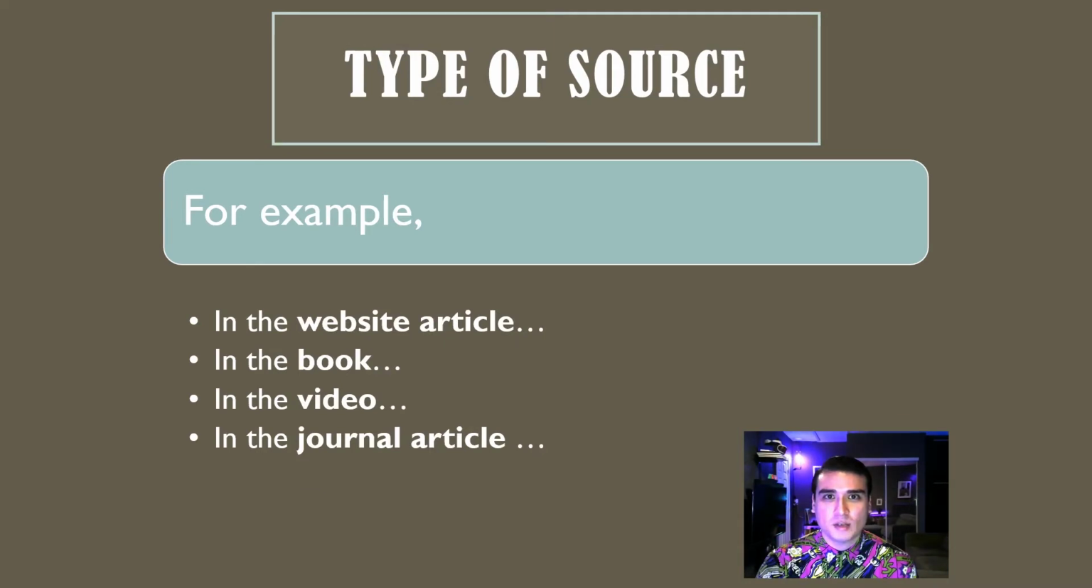So the last element that we'll be looking at when citing a source is the type of source. A lot of students get confused about what this means exactly, but hopefully we can clarify through a few examples. The type of source is really just the kind of source that you're using. So it could indicate a website article, a book, a video, a journal article, an encyclopedia. Whatever kind of source you're using, you just want to be sure to indicate it as you give your oral citation. For example, you can say in the website article or in the book, etc.